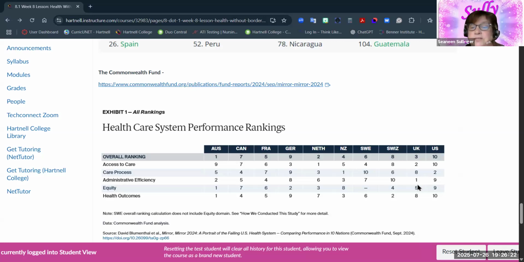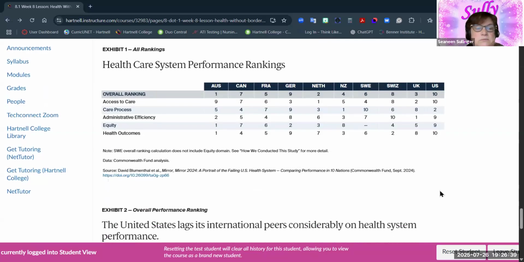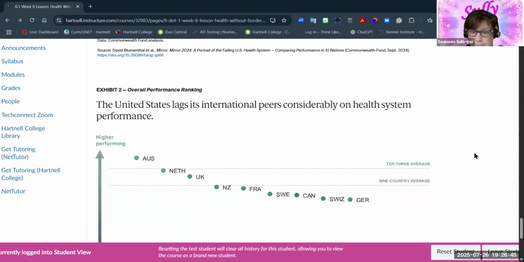The administrative efficiency, we lack administrative efficiency. It's just the bureaucracy of things just kills me. Look at that. We are 9th in equity. I don't think Sweden looks at equity because they're equitable. Health outcomes, 10. We're terrible. Why? Does it have to do with capitalism? Like because things are for profit?